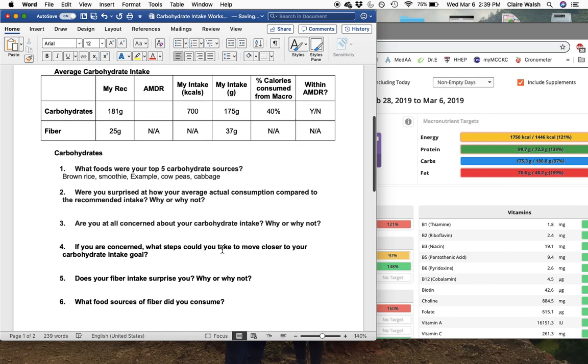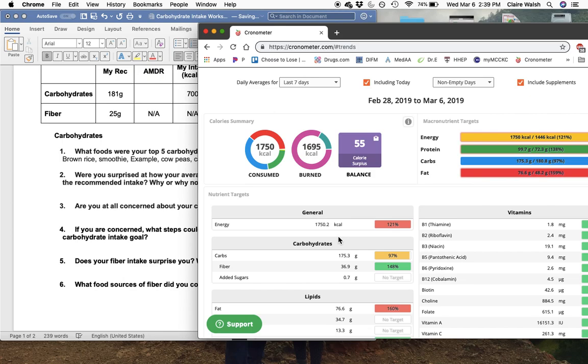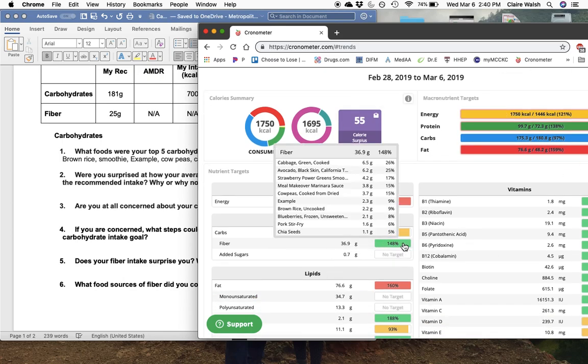And then the rest of these questions are mostly just reflection on your carbohydrate and your fiber intake. Number 6, what food sources of fiber did you consume? You can do the same thing over here. So pull up Chronometer, hover over the bar that tells you what percentage of your fiber recommendation you consumed, and then it will tell you. So I consumed a lot of food sources of fiber. So ideally you would list all of those there.